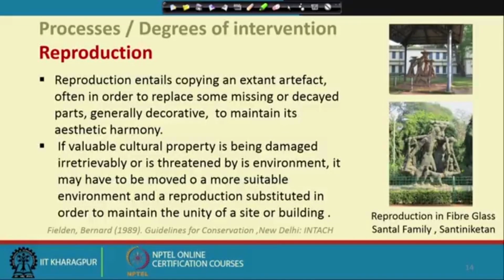So, there are various approaches, but as you can see, it is an exact reproduction done in fiberglass, which can be kept outside without any shelter and can complete the setting. In this case, the Visva-Bharati authority has kept that reproduction in another location, clearly mentioning that it is a reproduction in fiberglass of the original structure. So, this is what reproduction entails.